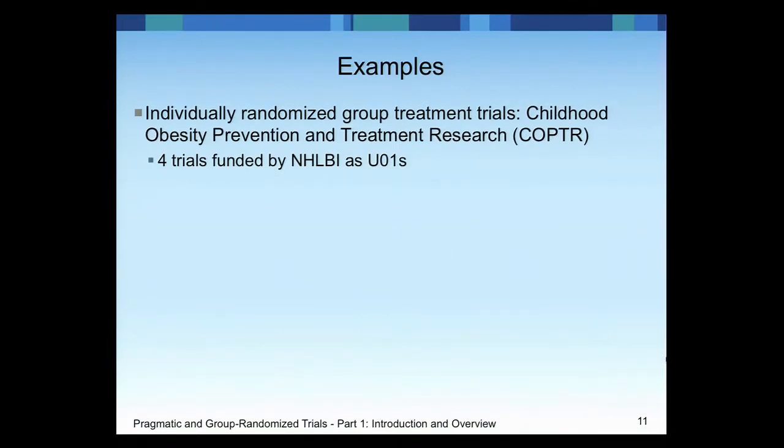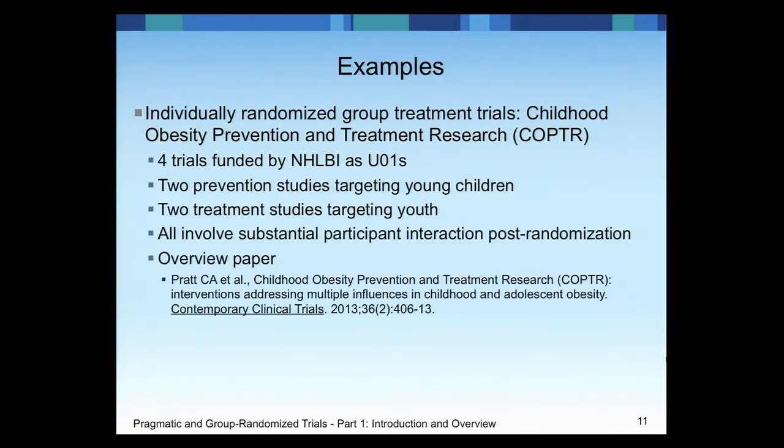I can also give you some examples of individually randomized group treatment trials. These come from the Childhood Obesity Prevention and Treatment Research Project, or COPTR. This is funded by NHLBI. They're funded as a series of U01s. There are 4 of these studies. 2 of them are prevention studies targeting very young children. 2 of them are treatment studies targeting youth and adolescents. All involve substantial participant interaction post-randomization, and that's the characteristic that distinguishes individually randomized group treatment trials from the other categories. There's an overview paper published just a couple of years ago. Charlotte Pratt, who's the project officer for this effort at NHLBI, is the lead author.